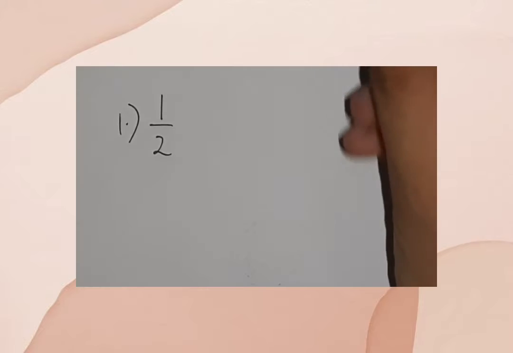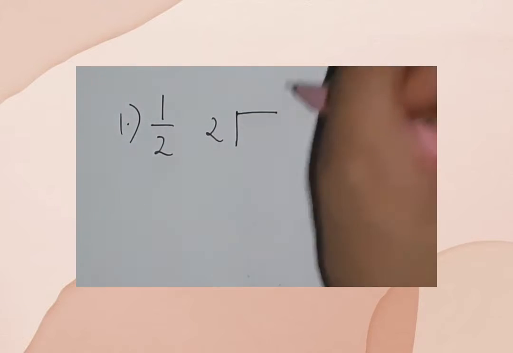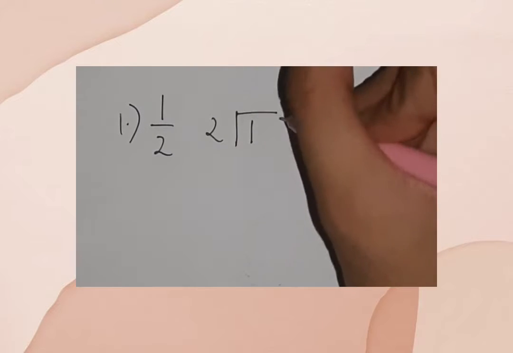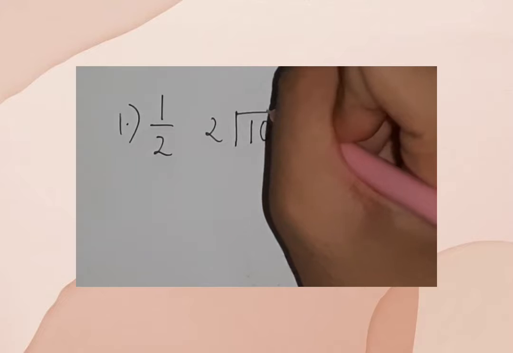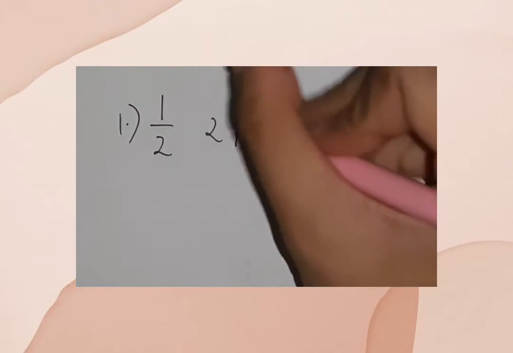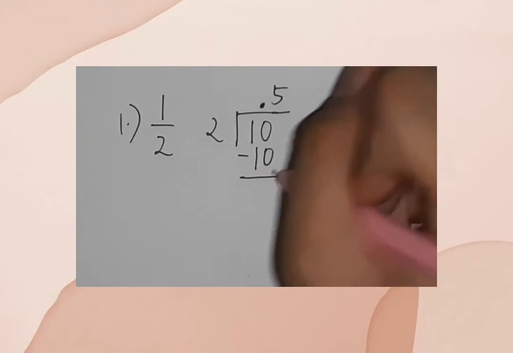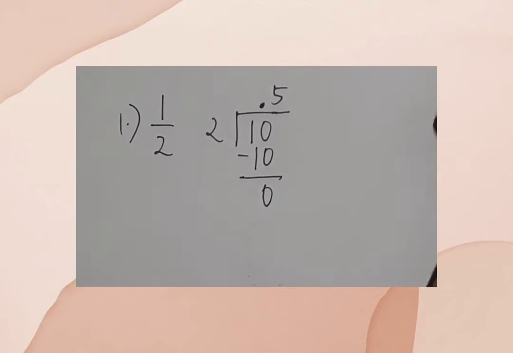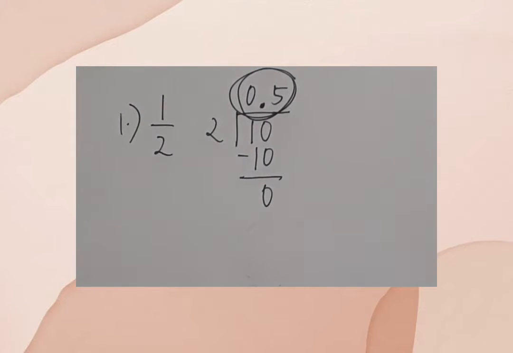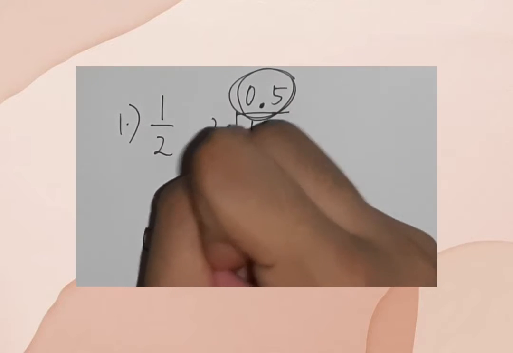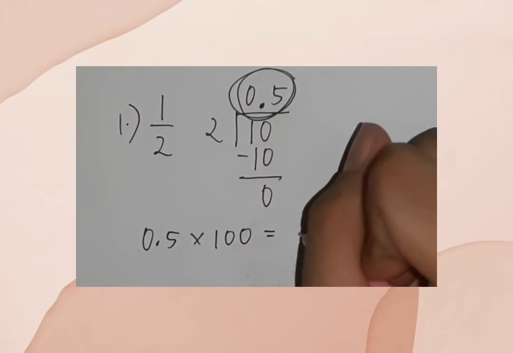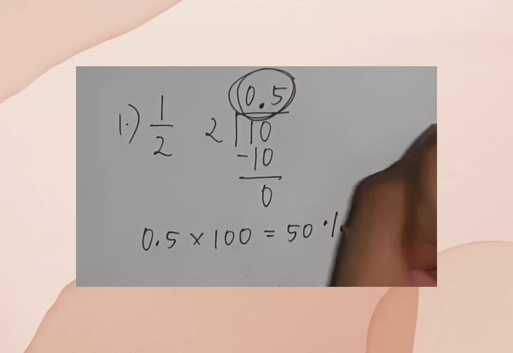Here's our first example, 1/2. Let's divide 1 by 2. It cannot divide, therefore let's add a 0 and put a decimal point. 10 divided by 2 is equal to 5. 5 times 2 is equal to 10. 10 minus 10 is equal to 0. So the decimal form of 1/2 is 0.5. In percent, we just need to multiply it by 100. So, 0.5 times 100 is equal to 50%.